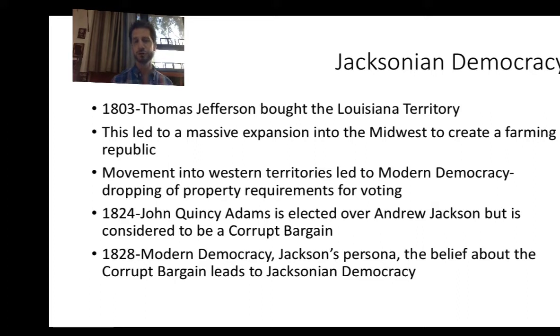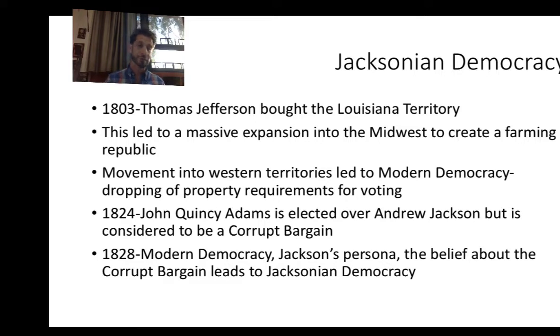So in 1824, John Quincy Adams is elected over Andrew Jackson. But in that particular election, we actually had like three people running for office. And by the time everything was done, it was a tied electoral college result. John Quincy Adams and Andrew Jackson got more popular votes, and John Quincy Adams tied Andrew Jackson in the vote.